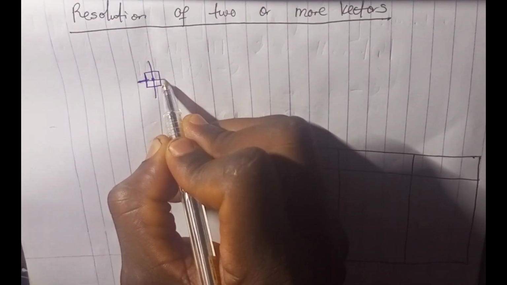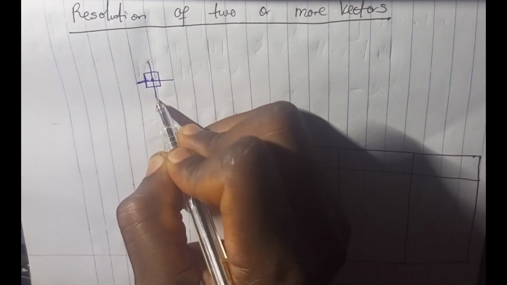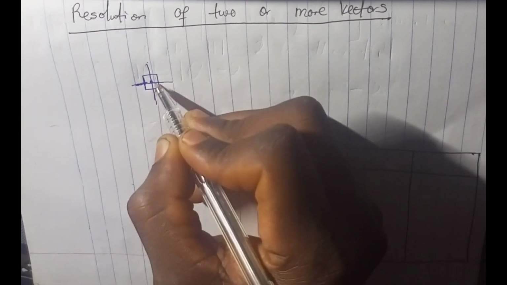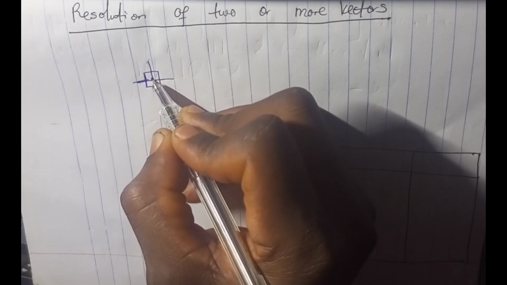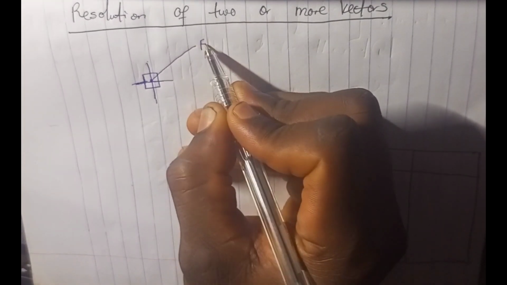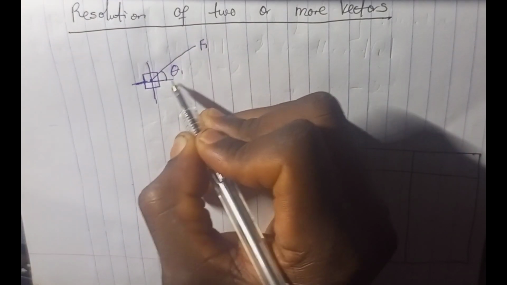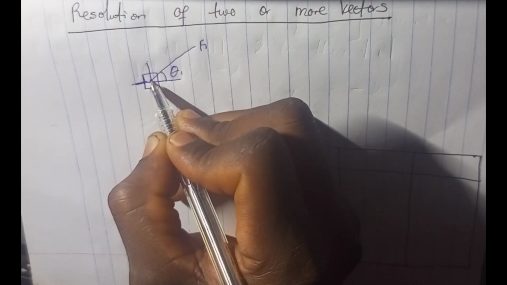That's a cardinal point. Here is the north, here is the east, here is the south, and here is the west. And this system in question is affected by three forces. Let's say this is the first force that is affecting it, and it is inclined to an angle of theta 1. Is that clear?